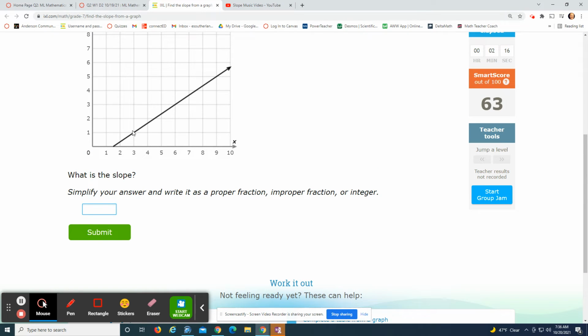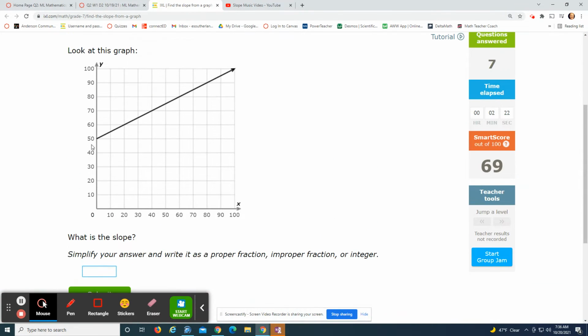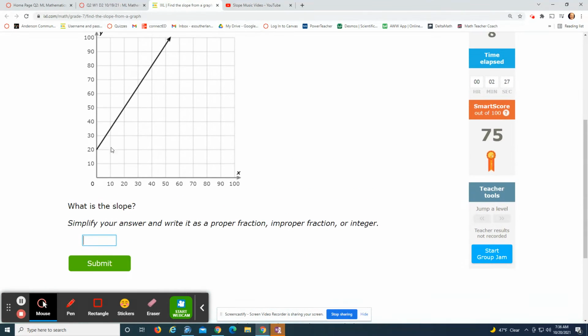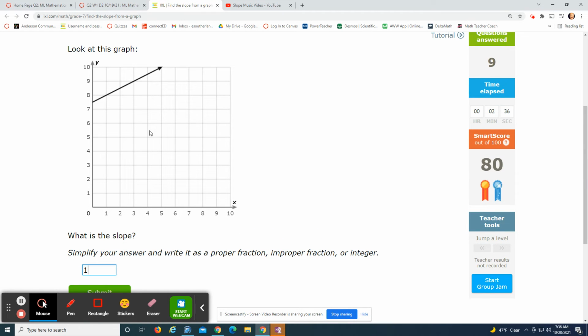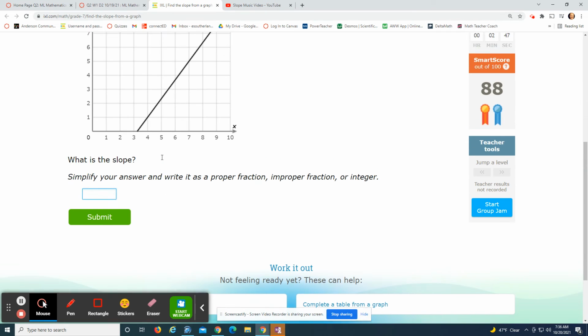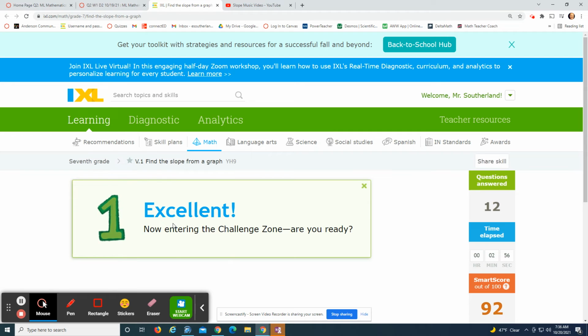This one is up 2 over 3. This one is up 1 over 2. This one is up 3 over 2. This one is up 1 over 2. This one is up 1 over, or I'm sorry, up 2 over 5. This one is up 4 over 3. And you should get done fairly quickly.